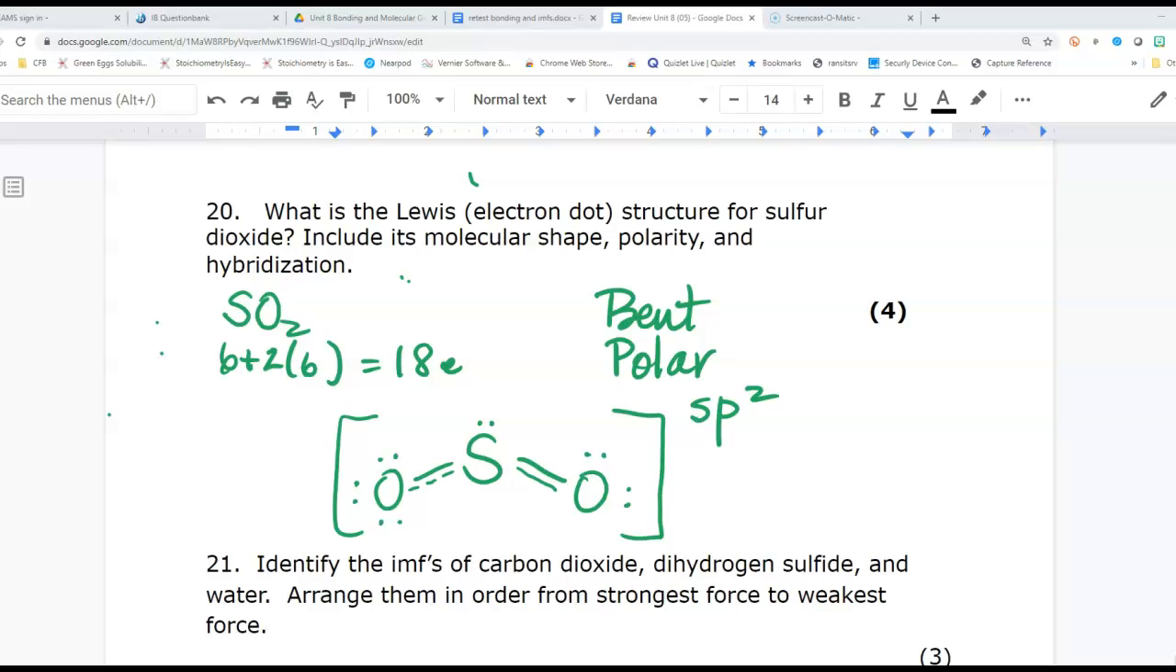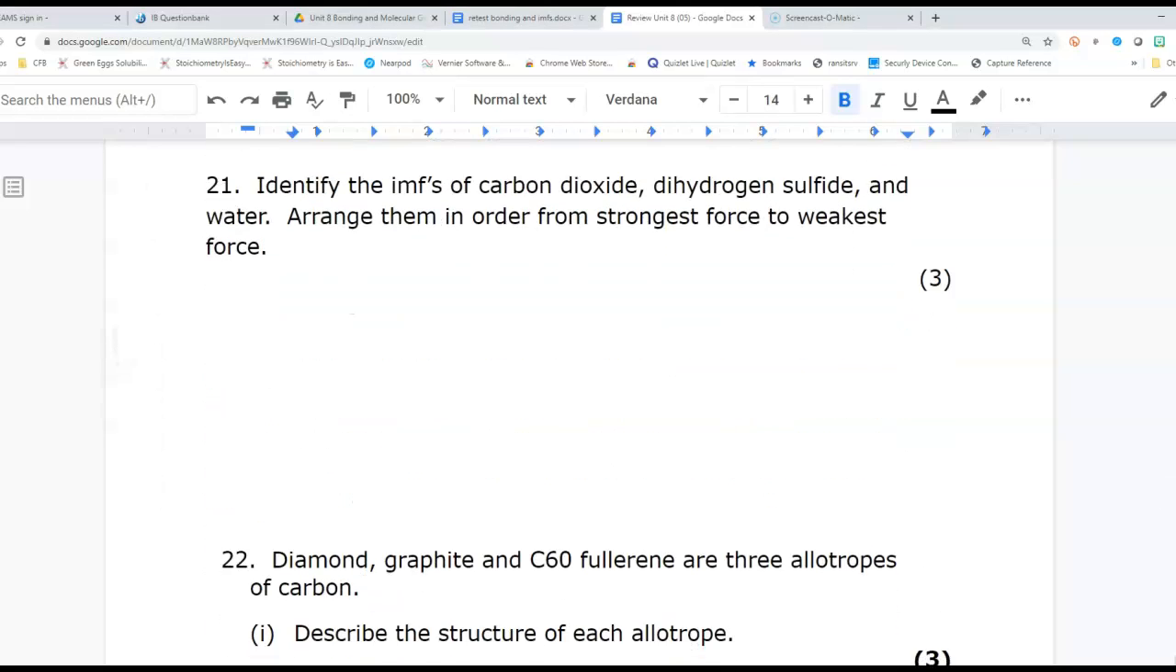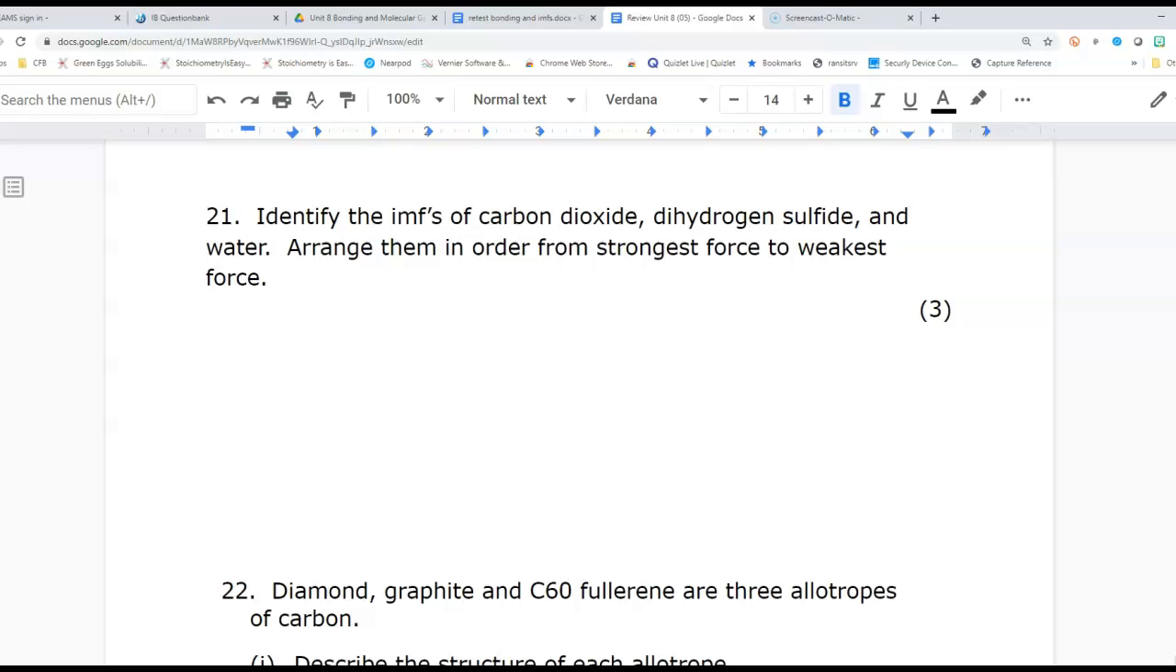All right, I think this might be our last question here. So let's go ahead and look at number 21. Oh, I'm wrong. There's not. I added more in here. So identify the IMFs of carbon dioxide, dihydrogen sulfide, and water, and arrange them in order from strongest force to weakest force. So it might be helpful to have these in Lewis structures.